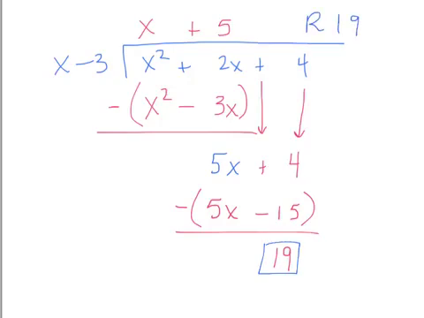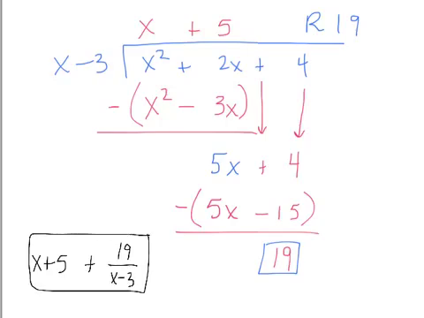So if you remember from mixed numbers a moment ago in long division with numerical values, the final answer was a mixed number that involved the quotient being the whole number portion, the remainder being the numerator of the fractional portion, and the divisor being the denominator of the fractional portion. So our final answer is really x plus 5 plus, now I'm putting plus because the remainder is positive, plus 19 over x minus 3, which is the divisor there.